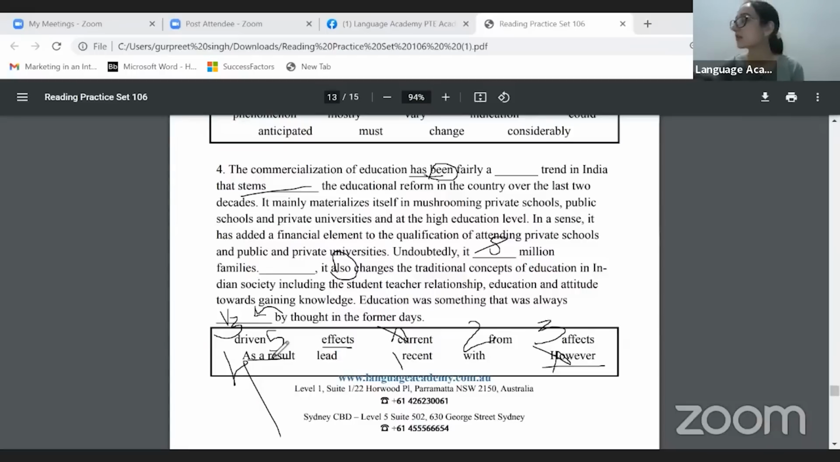Any confusions, anyone? So we use "current" when we only want to refer to present time. Is it all good with everybody?